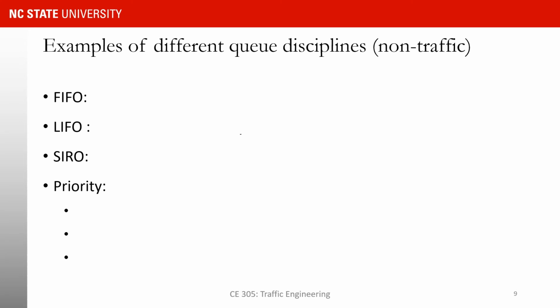Examples of different queuing disciplines. So we have FIFO, LIFO, service in random order, and priority. And I want you to think for a few seconds about good examples outside of traffic for each of these. So let's focus on FIFO. So the first customer is the first one who is going to be served. So if you have a line in front of a bank teller, that is going to be first in, first out, right? How about last in, first out? Can you think about a good example for last in, first out?